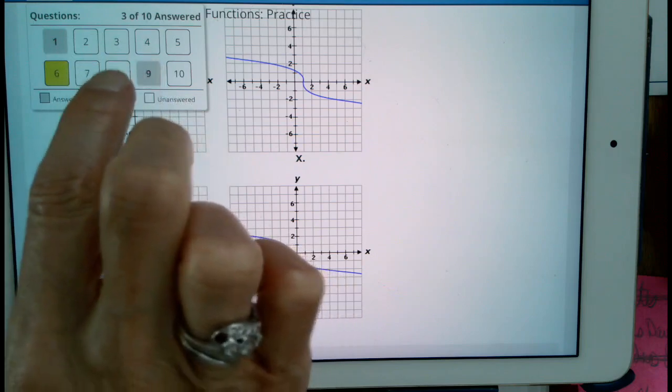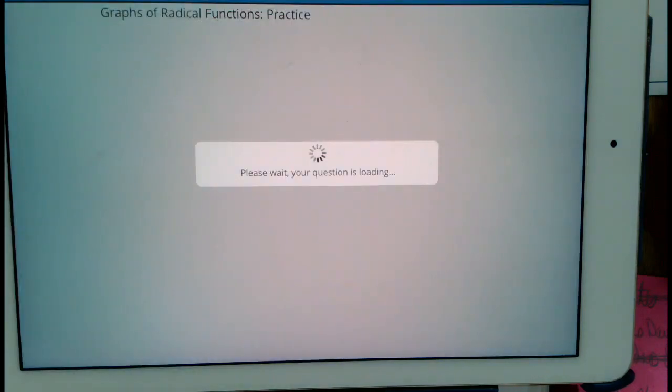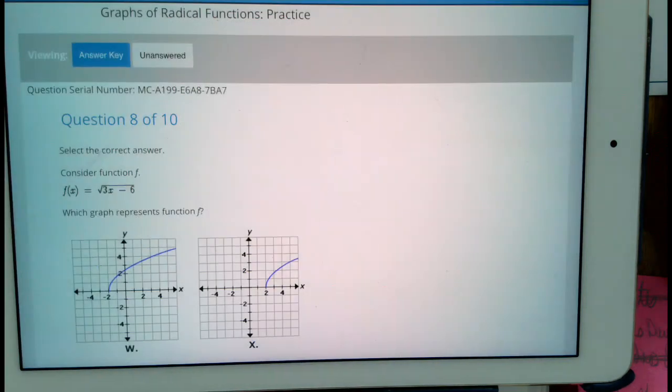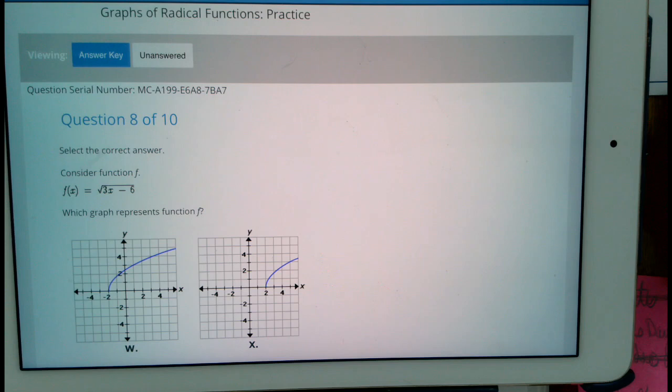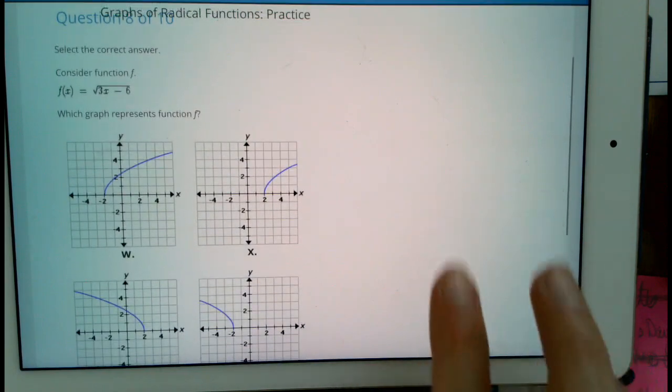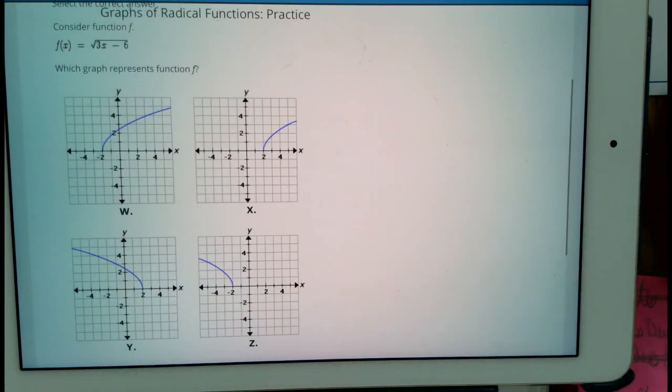One more. Again, we will use Desmos for this. The square root of 3x minus 6 is what we're trying to find. The 3 is causing a vertical stretch, and we're going to move right. We're not going to be moving right 6 because there's a 3 there. And in fact, I do think that the answer is X, but why risk it when we can use Desmos?